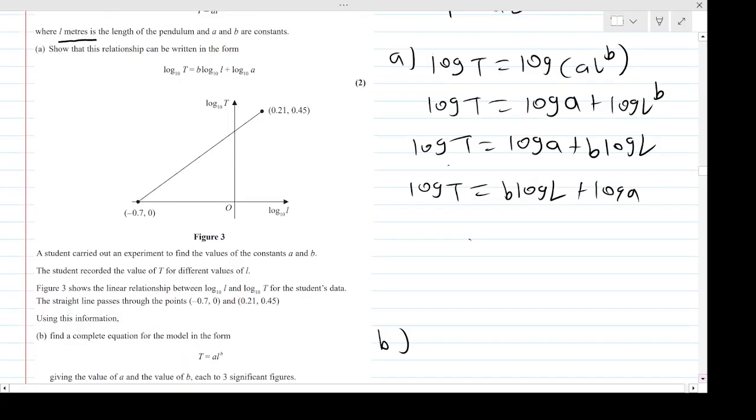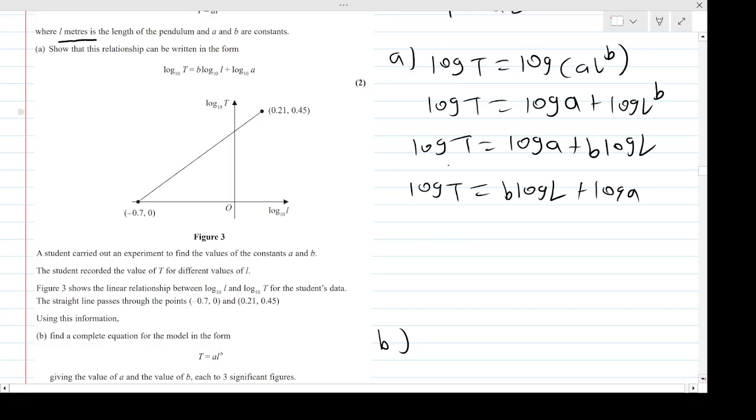Part B. Now we're told a bunch of information. They basically recorded the values of log T and log L, and they've got this straight line graph. This is the graph of log T against log L, and we're also given these 2 points here. With that in mind, it wants me to find a complete equation for t is AL to the B. In other words, it wants me to find what the missing values A and B are in this equation here.